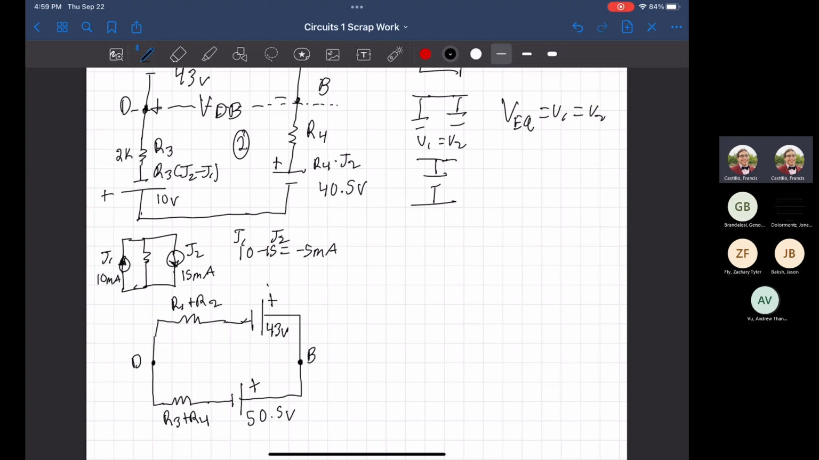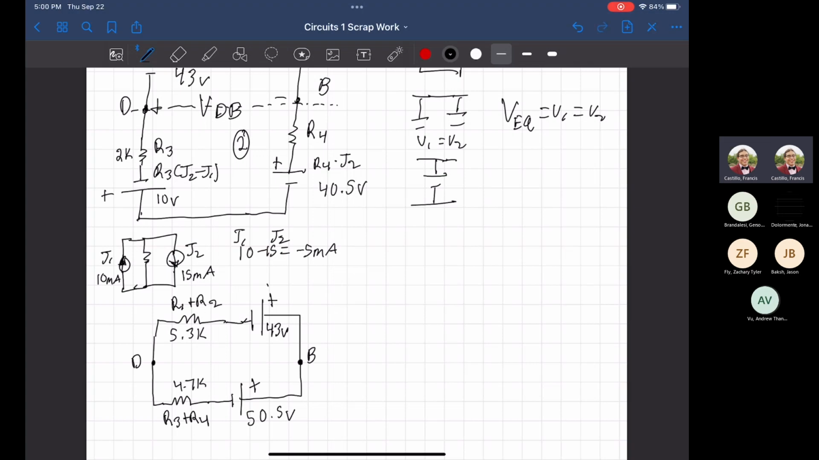We know resistors in series is just the sum of them. So the top one is going to be 5.3k ohms. The bottom one is going to be 4.7k ohms. And there's that. Well, what do we do from here? Again, the goal is to find the voltage flowing across VD.